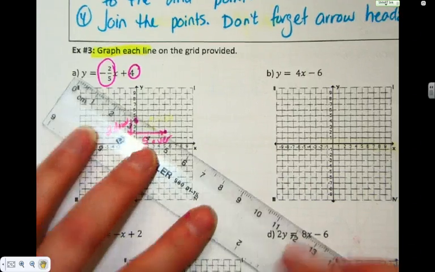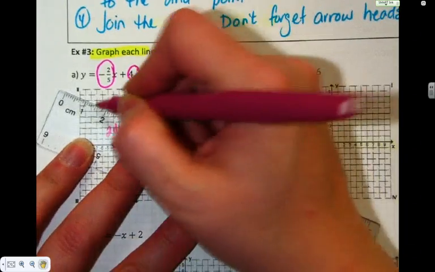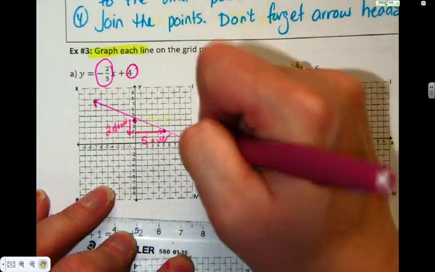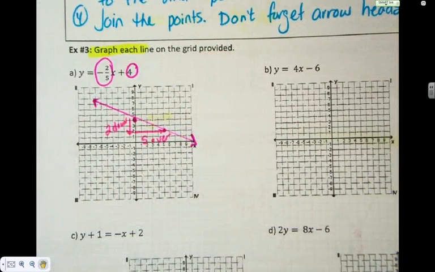The last step is the funnest and the easiest. We grab a ruler, we join the points, and we put arrowheads on the end. That's it. That's graphing a line. Why do we need those arrowheads? Because lines keep going forever and ever.